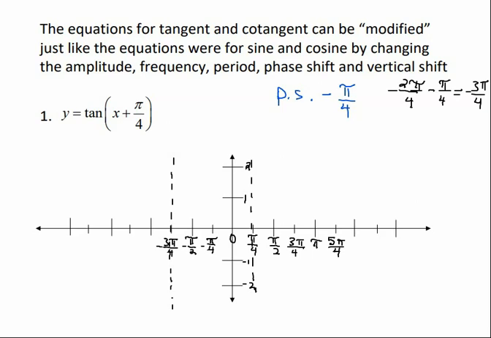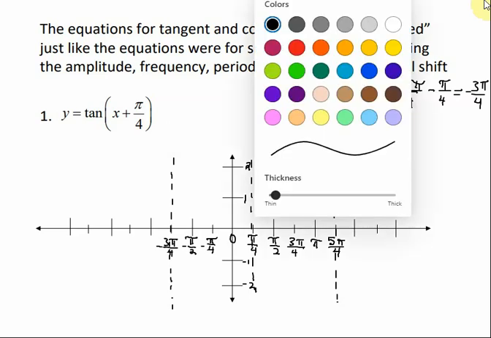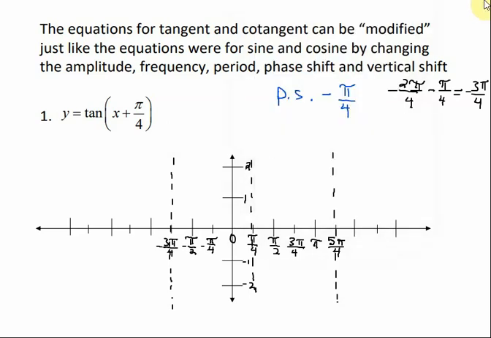All right, and if I add pi to that, I would be at 5 pi over 4. All right, so I'm actually going to draw two periods for this. Now the rest is the same, it's just shifted over. So instead of being, it's shifted over negative pi over 4. So instead of my 0 being at 0, it's going to be at negative pi over 4. Instead of my negative 1 being at negative pi over 4, it's shifted over to negative pi over 2.